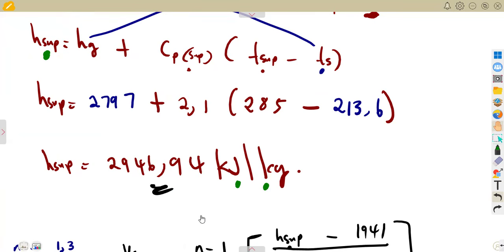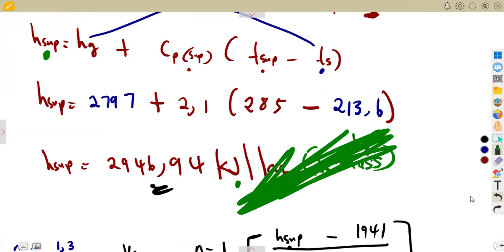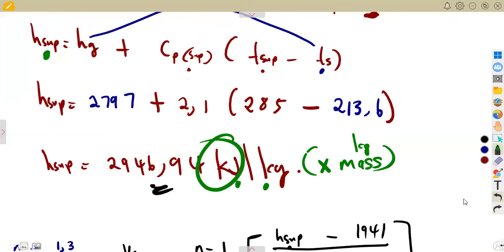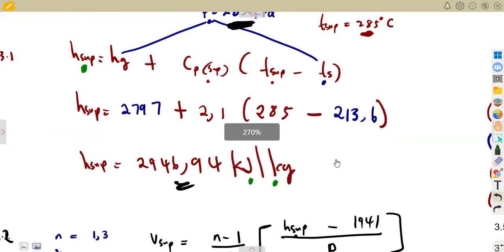We haven't used the mass. The moment, guys, take note, the moment you multiply by the mass, because the mass is in kilogram, it cancels the kilogram together. Your answer remains in kilojoules. So that's why you see this one here. Let us go back to our question.